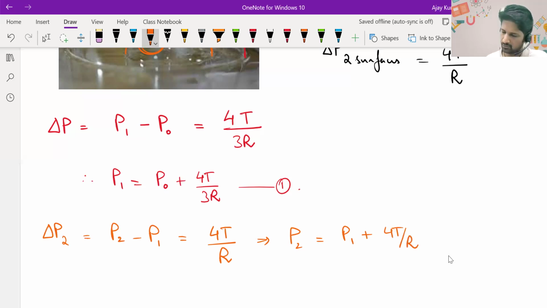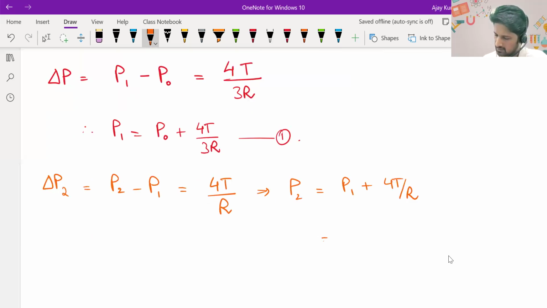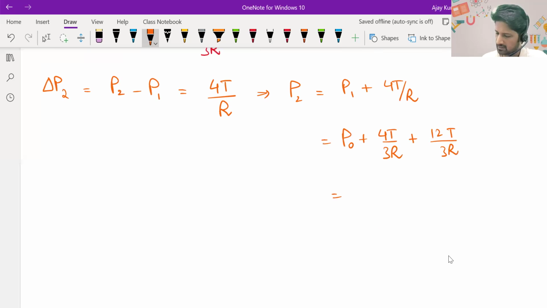P1 is P naught plus 4T by 3r. So this becomes P naught plus 4T by 3r plus 4T by r. That can be written as 12T by 3r, which effectively becomes P naught plus 16T by 3r. Correct. So that's the pressure inside the second bubble.